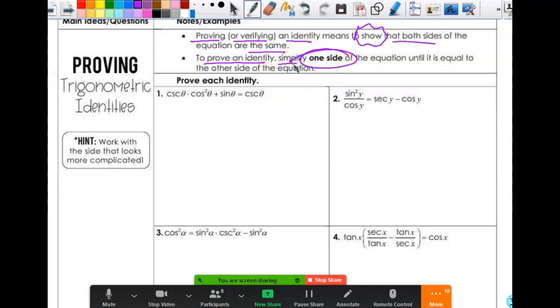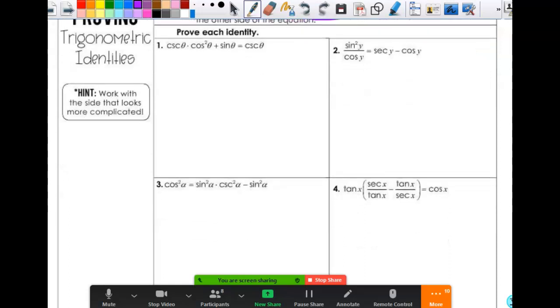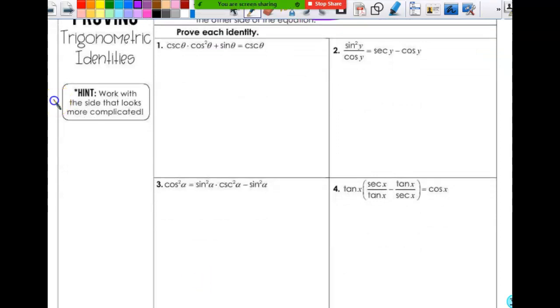All right, so when we prove an identity, we simplify one side of the equation until it's equal to the other. So you have to choose which side you're going to work with. It's usually a pretty easy decision because here's the hint. The hint is work with the side that looks more complicated. Looks means it's kind of a matter of opinion. It's not necessarily more complicated. And there's not a wrong side. If you pick a different side than I would pick, it doesn't mean that you're wrong. It just may be making it more difficult for you.